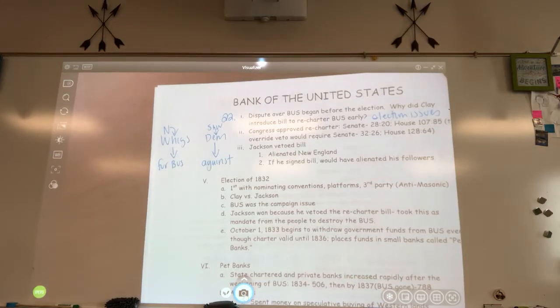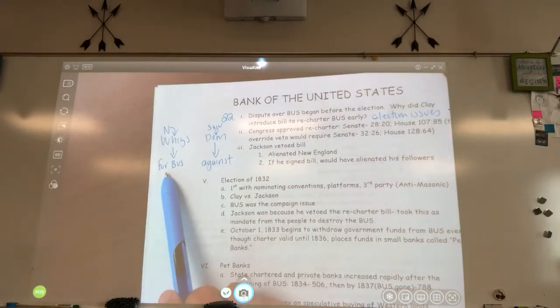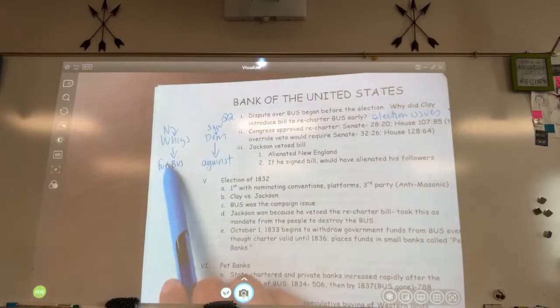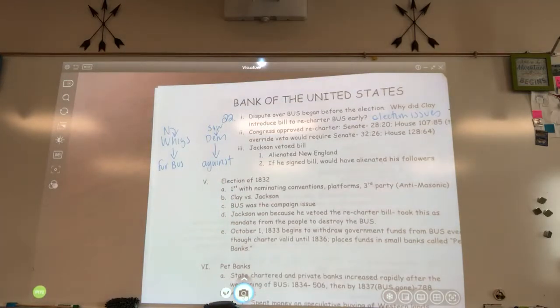But Clay thought that the North was more powerful. They had more people. But does the North have more people? No. So he's like, if Jackson passes the bank, he would alienate his following and he wouldn't win the election. So Clay's whole reason for introducing this is to make Jackson look what? Bad, so he doesn't win. But that backfires. Okay? He will win the election.